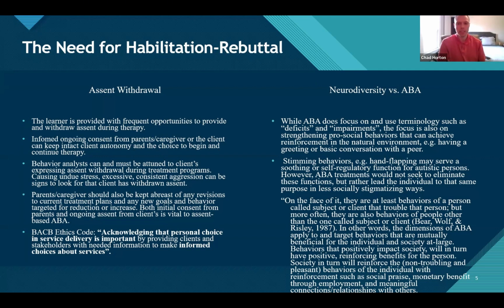And another thing to touch on here is neurodiversity versus ABA. So there's a bit of controversy on that. In ABA, we do bring up words like deficits and impairments and that sort of thing. But for the most part, the focus is on improving, increasing, strengthening those adaptive behaviors, those replacement behaviors, those pro-social behaviors, to give our clients the opportunity to come into contact with that natural reinforcement, right? That natural reinforcement in the environment, in their day-to-day life, interacting in society.